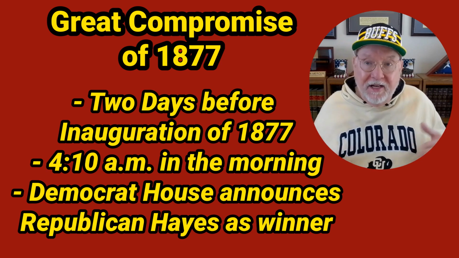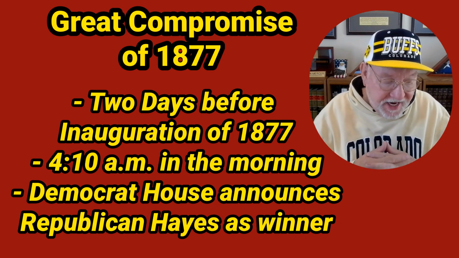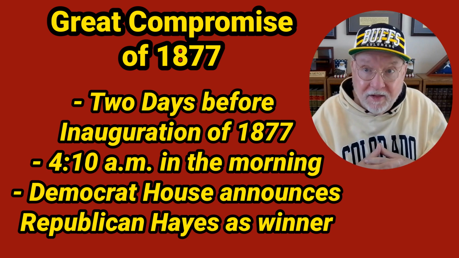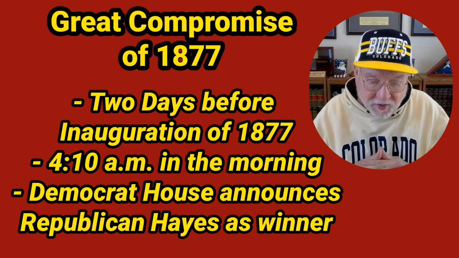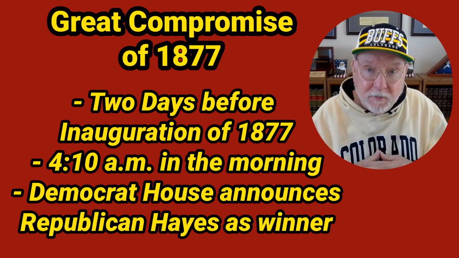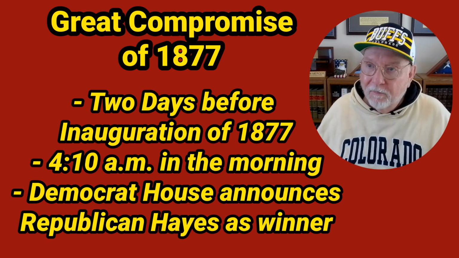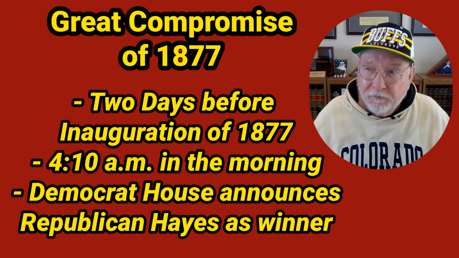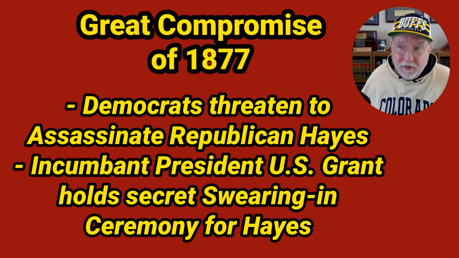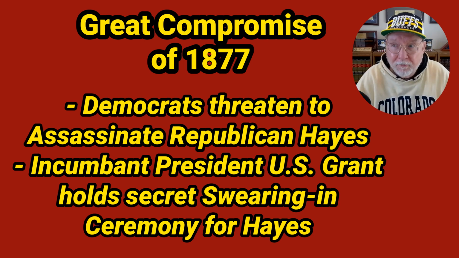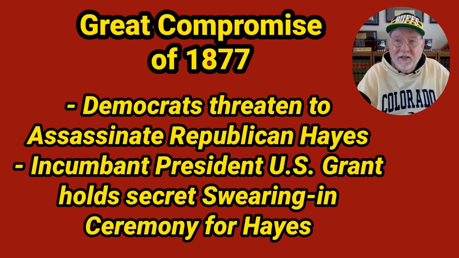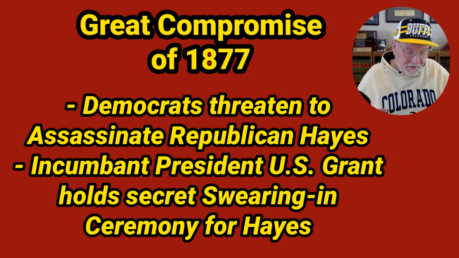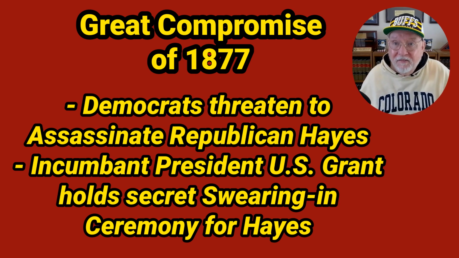Suddenly, this meeting happened. It was about 4:10 in the morning. They finally announced that the winner, they being the U.S. House, the winner would be Hayes, and he would be the president of the United States by electoral college victory of 185 to 184. Now, what happened at 4:10 in the morning, in a bar, when suddenly they agreed there were concessions made? It's known as the Great Compromise of 1877.